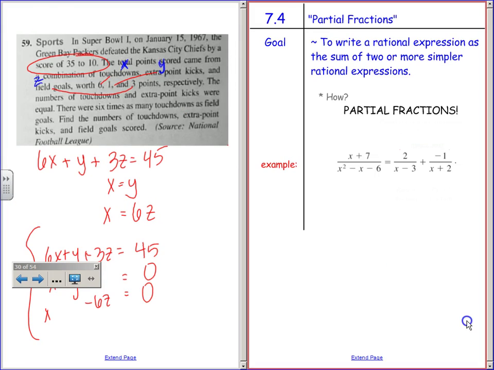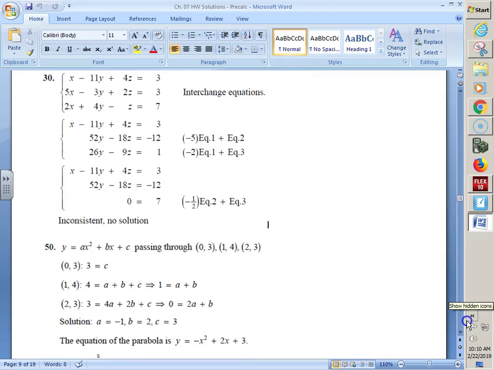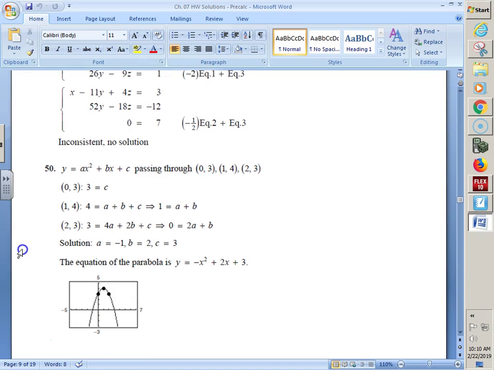Okay, we're going to section 7.4, but wait, do we even know what the answers are to the evens? Here we go. Number 30, you guys already saw: the final answer was a false statement, which means inconsistent, no solution. Number 50, you would have wanted to use your 3 points like we just did with substitution, but everything was nicer because you had x's and y's already.